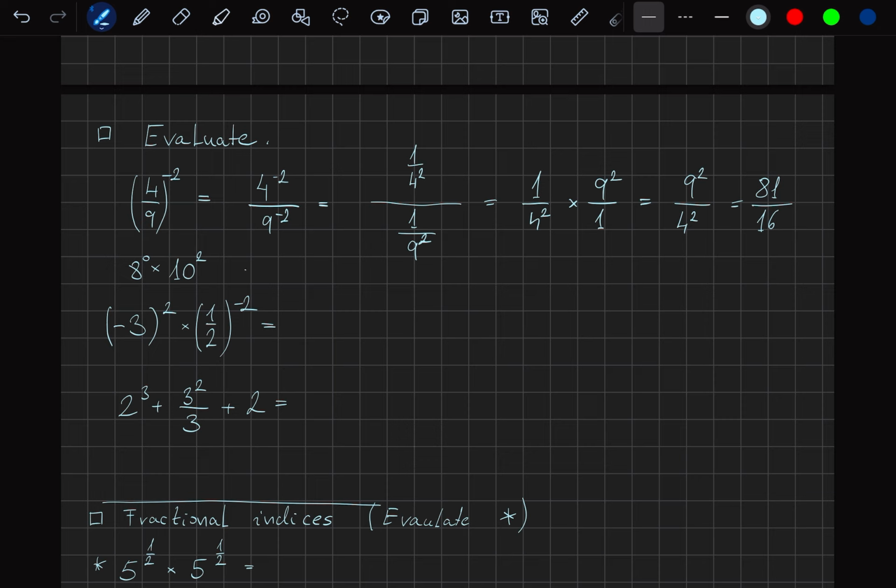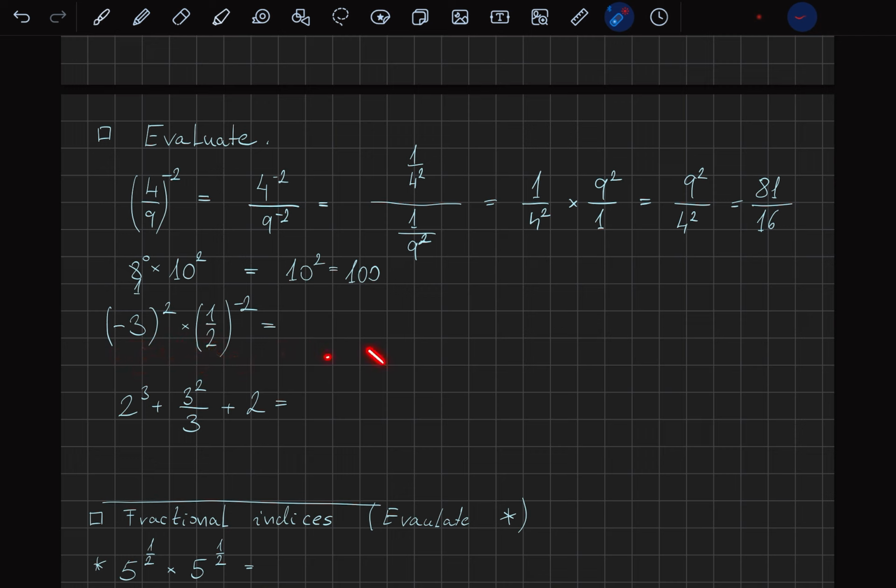Okay, next one. It's not so hard. It's 1 times 10 to the power 2. It's 10 to the power 2, it's 100. Next one. Minus 3 to the power 2. If I raise a negative number to an even power, then it will be positive, because minus 3 times minus 3, minus times minus is plus, 3 times 3 is 9.